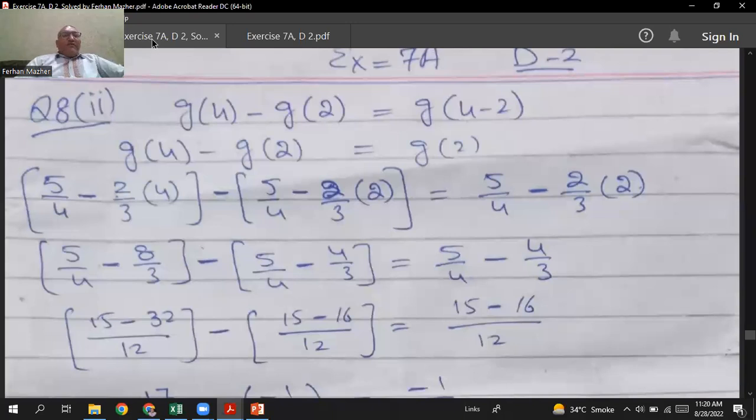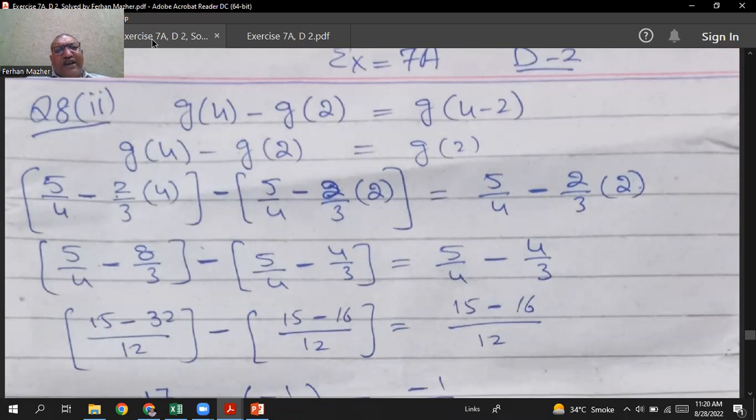Okay, g of 4 minus g of 2, and g of 4 minus 2 equals g of 2. In the formula of g of x, I will substitute the variable with 4. So you will have 5 by 4 minus 2 by 3 into 4. I put square brackets around it. Then we have a negative sign, and put square brackets around it. Okay, 5 by 4 minus 2 by 3 into 2.